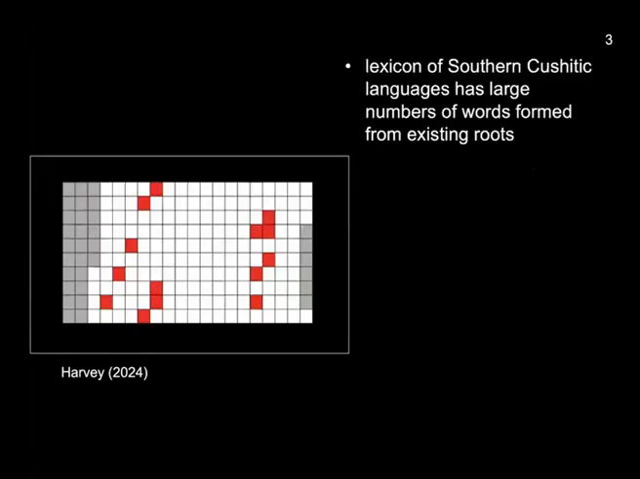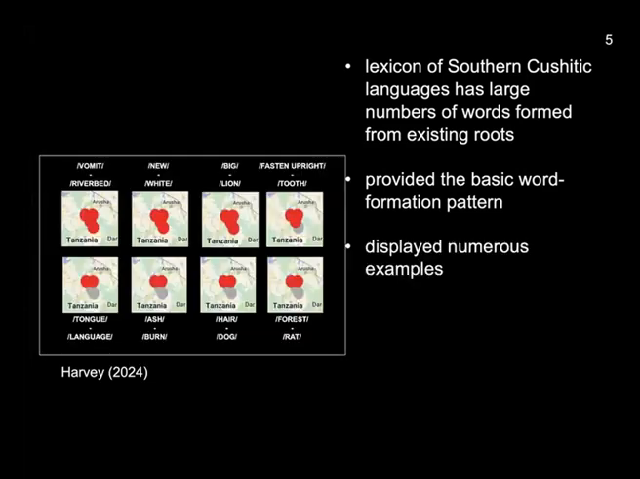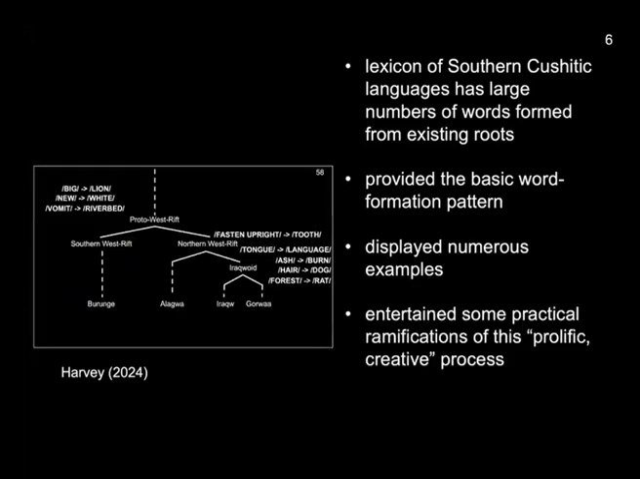Now, in it, I drew attention to the fact that the words of the Southern Cushitic languages contain large numbers of words formed from existing roots, which set its lexicon apart from many of their more distant sister languages from the larger Cushitic family. I began by providing the basic mechanism by which words may be formed from existing roots, and then I gave several examples. So I finished by posing some questions about timing and historical scenarios, which led to the patterns we see in the Southern Cushitic languages today.